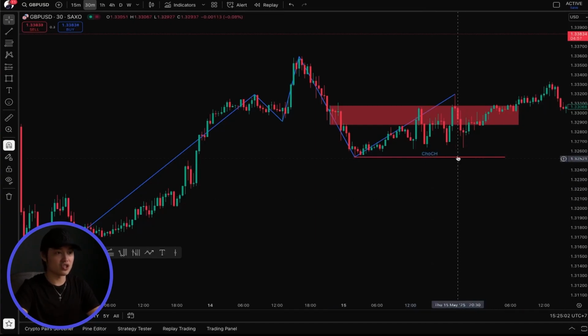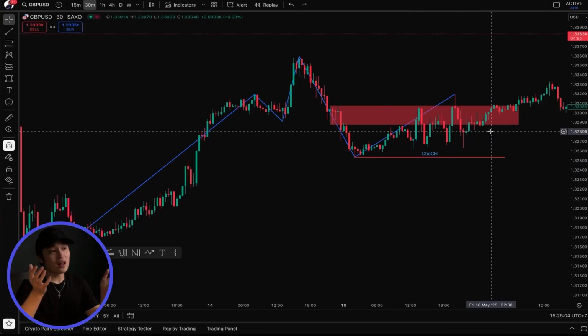Okay, this is the change of character. Some people want to see the break of structure as confirmation that the trend is aligned or the trend is already in transition. But for me, if I want to catch the price earlier in my strategy, it's good to enter after the change of character retracement.